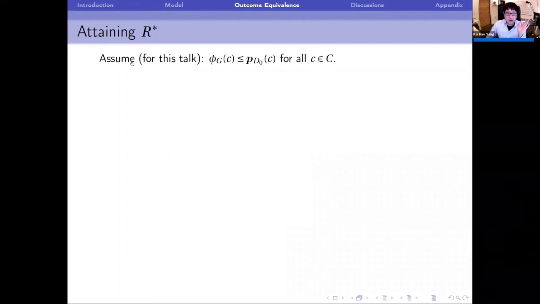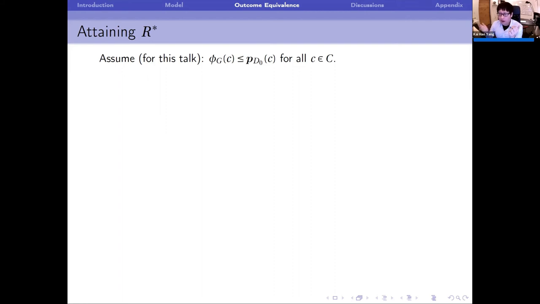Before that, here's the sufficient condition that I mentioned that I'll impose for this talk, just as a simplifying condition. I'm going to assume that Fiji is point-wise below the optimal price under the prior. And this would imply that this lambda mu condition in the statement of the theorem is always non-negative. Okay, and now I'm going to construct the mechanism.